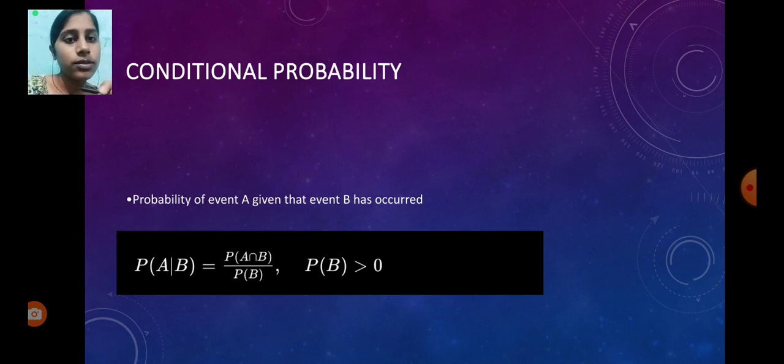Or we can also consider the other case, the probability of event B given that event A has occurred. Then the formula changes. It is given as probability of B given A is equal to probability of A intersection B divided by probability of A. Here also the same condition applies: probability of A is always greater than 0. It can never be equal to 0 because the denominator cannot be 0.